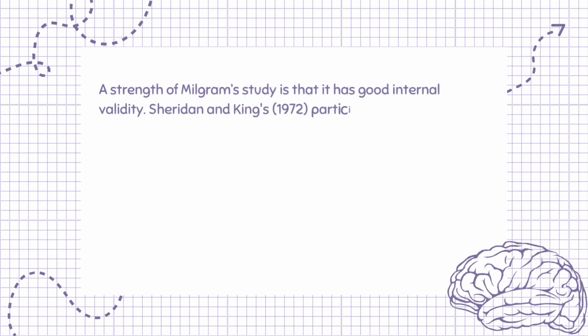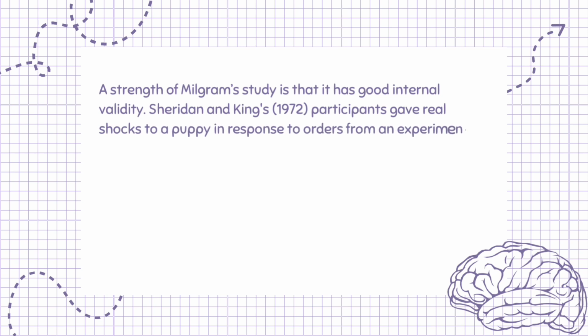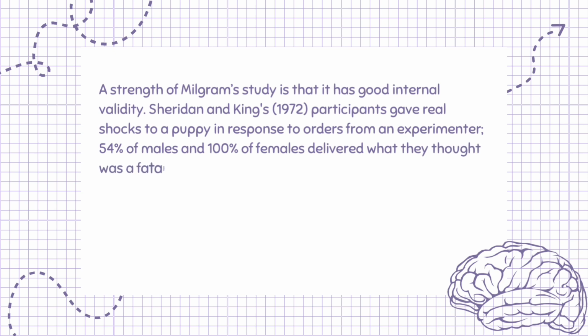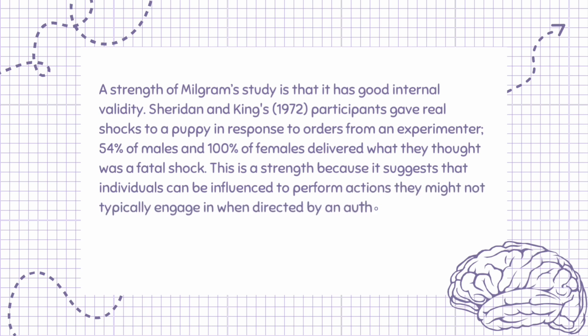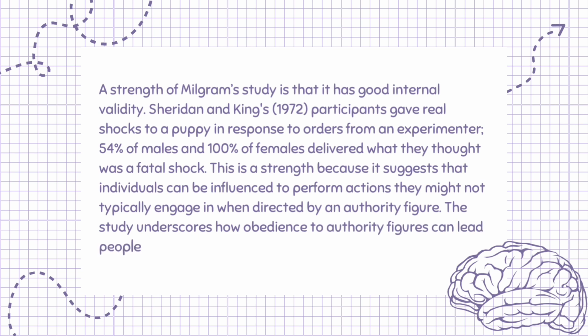Sheridan and King's, 1972, participants gave real shocks to a puppy in response to orders from an experimenter. 54% of males and 100% of females delivered what they thought was a fatal shock. This is a strength because it suggests that individuals can be influenced to perform actions they might not typically engage in when directed by an authority figure. The study underscores how obedience to authority figures can lead people to act against their own moral beliefs or values.